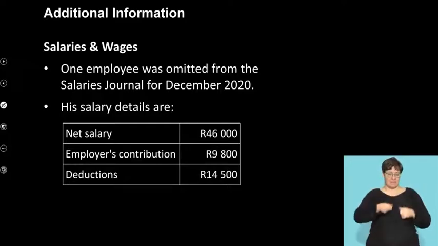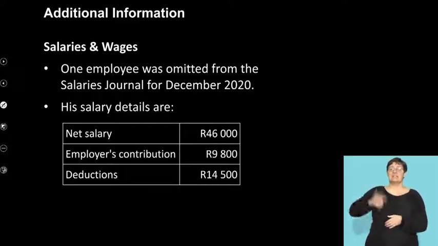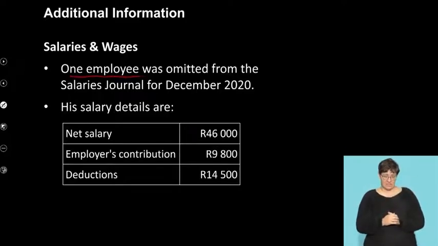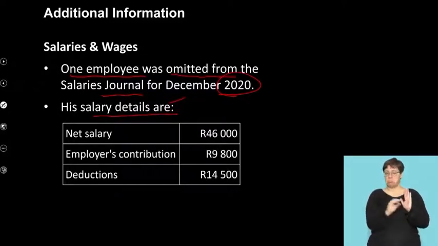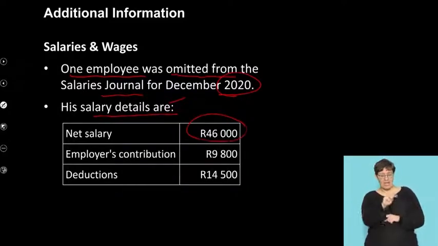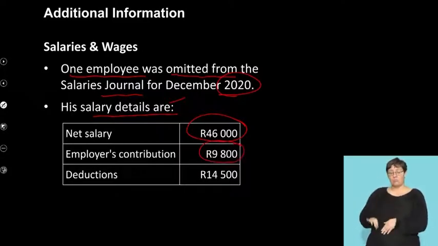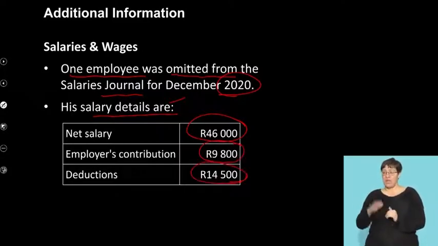Right, we move on now to the next adjustment, which is salaries and wages. Okay, what are we told? One employee was omitted from the salaries journal for December 2020. The salary details are as follows. Net salary was 46,000, employer contributions was 9,800, and the deductions was 14,500.